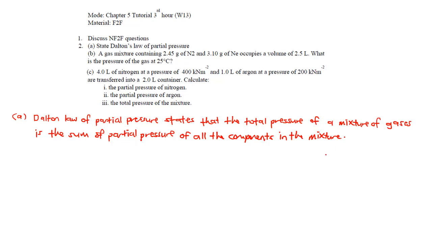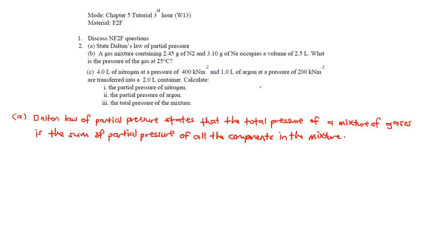So what it means here is, let's say in a system you have more than one type of gas and they do not react with each other. Each gas has its own pressure. That is considered the partial pressure of that gas. To find the total pressure, we just add up the values.